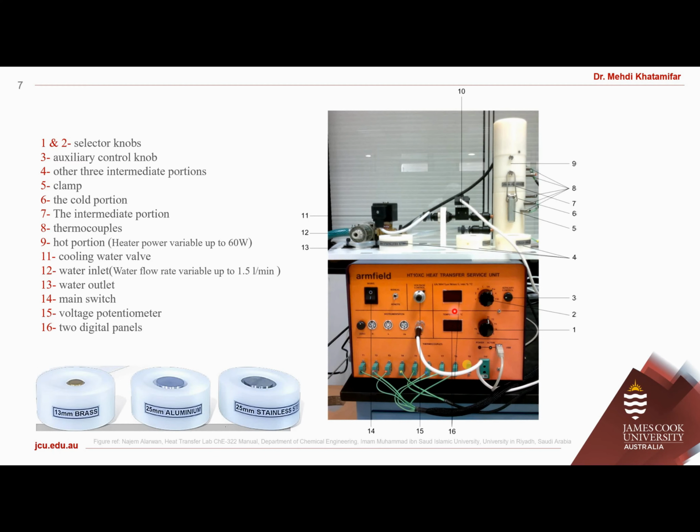After reaching steady state, you are going to read the temperatures T1 to T8 using this knob. By selecting different thermocouples, this knob is going to show the temperature of that thermocouple inside this section.